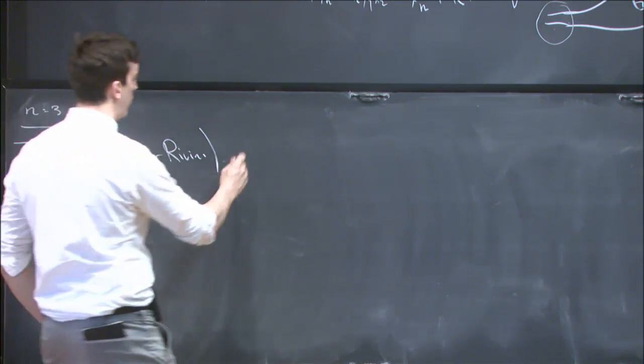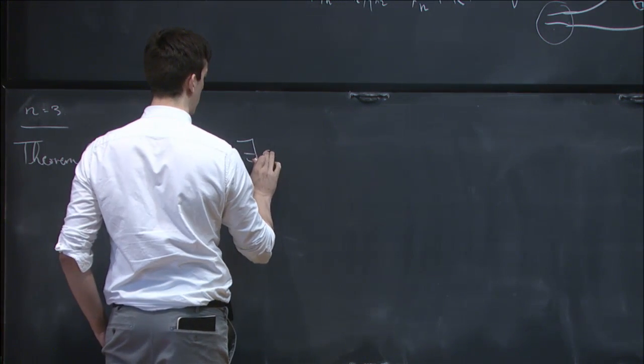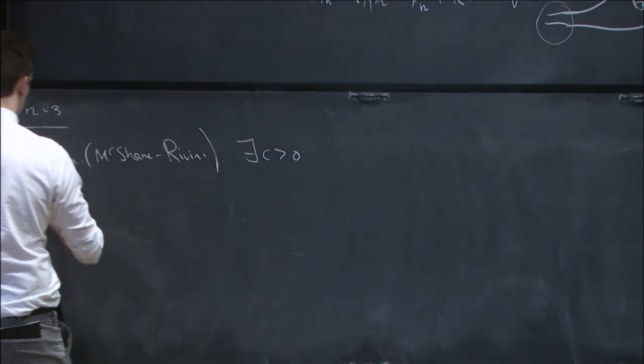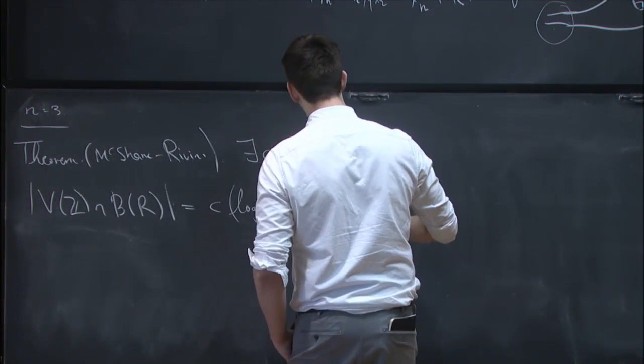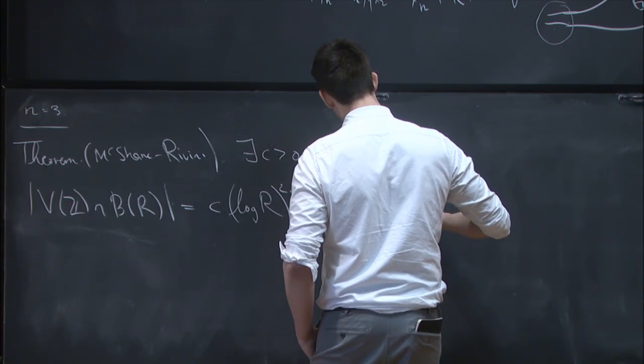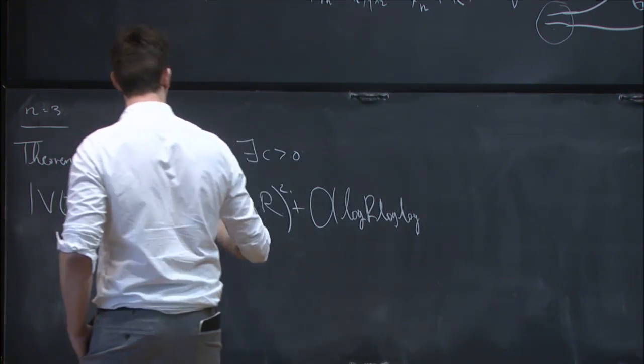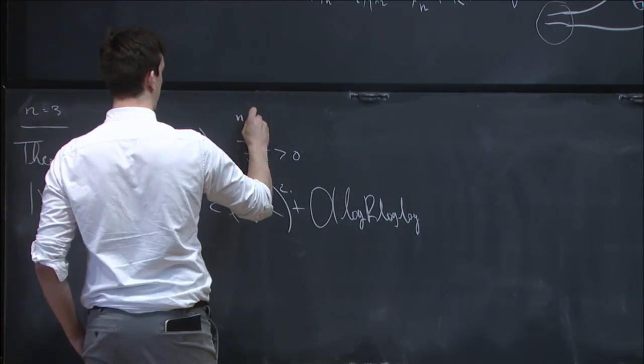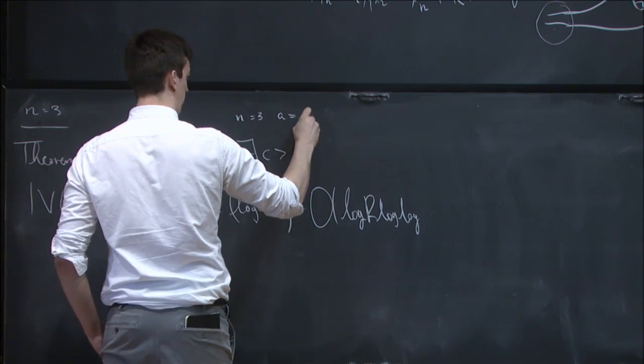Their result tells you that there is some positive constant, and a very strong error term, which just takes the form O of log R log log R. In K is 0. Yes, when K is 0. Let me put that in. So n is 3, A is 1, K is 0.